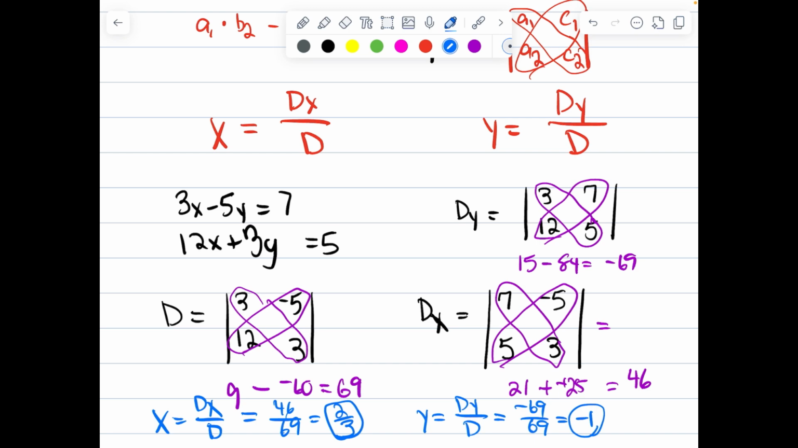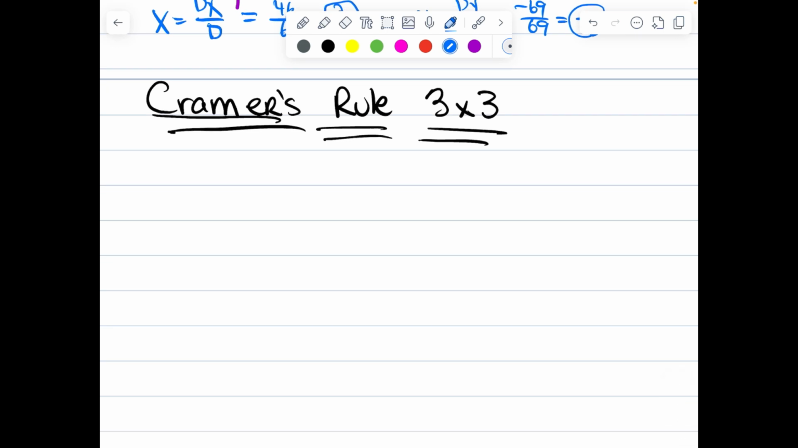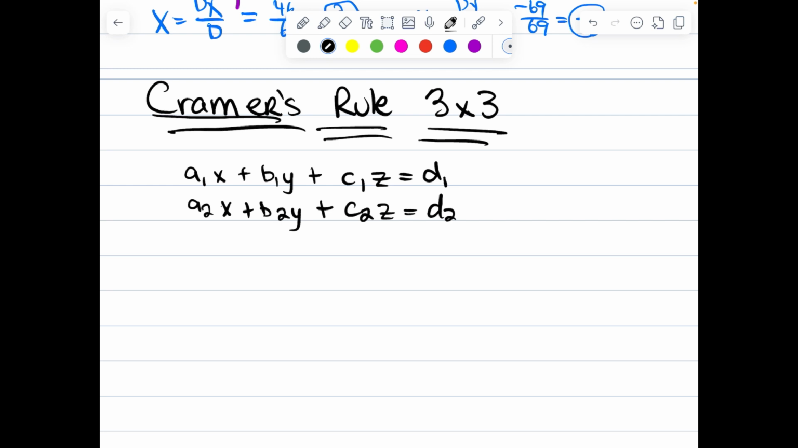Okay, at least when we're talking about two variables. Now with a 3 by 3 Cramer's rule, which a couple of students stayed after to note this, basically we're working with 3 variables and 3 equations. In this situation, it's still a1x plus b1y plus c1z is equal to d1. And then the second equation, the coefficients are sub 2. So a2x plus b2y plus c2z is equal to d2. And then a3x plus b3y plus c3z is equal to d3.